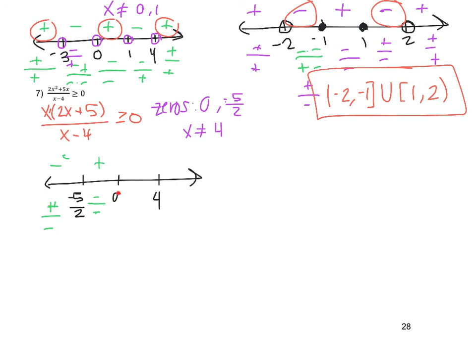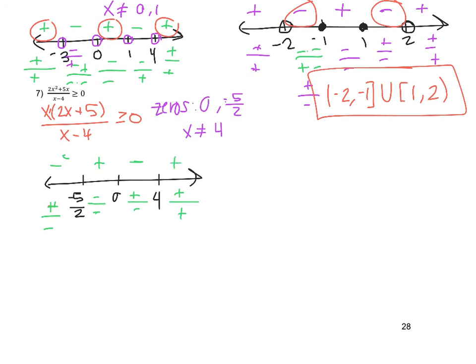Next, I'm looking at a number between 0 and 4, so I'll think of 2. That would be 2 itself, positive, times 2 plus 5, also positive. So that's a positive value divided by 2 minus 4, that would be negative. And positive over negative, so that's an overall negative interval. And then something much larger, much more positive than 4. It would end up being a positive times a positive, which is positive, divided by x minus 4, which would still be positive.